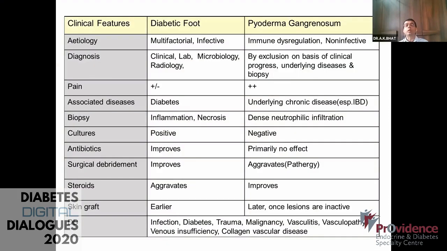Pyoderma gangrenosum, you know, the differences between a diabetic foot and pyoderma gangrenosum. In pyoderma gangrenosum, the diagnosis is mainly by exclusion on the basis of clinical progress, underlying disease, and a biopsy, which shows dense neutrophilic infiltration. And antibiotics primarily will not have any effect.